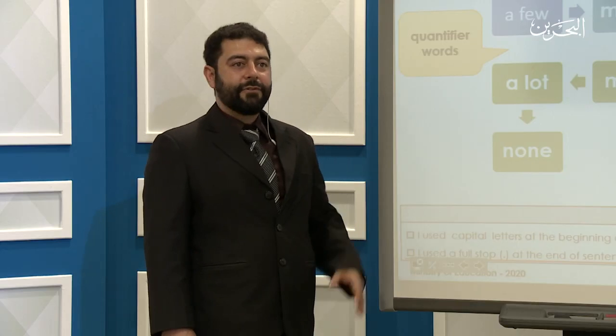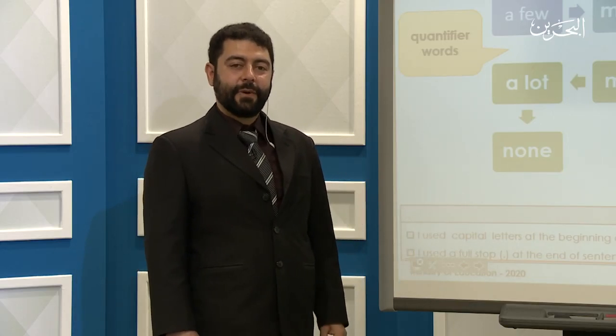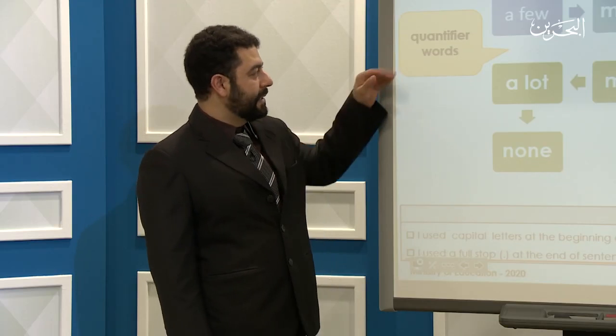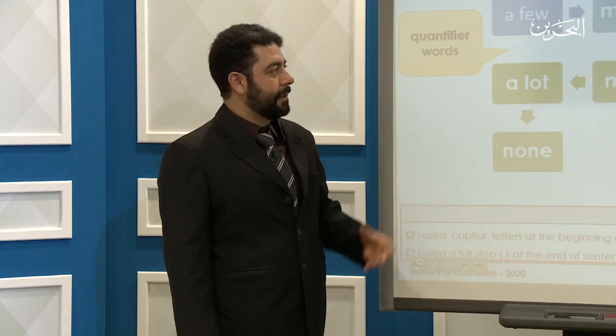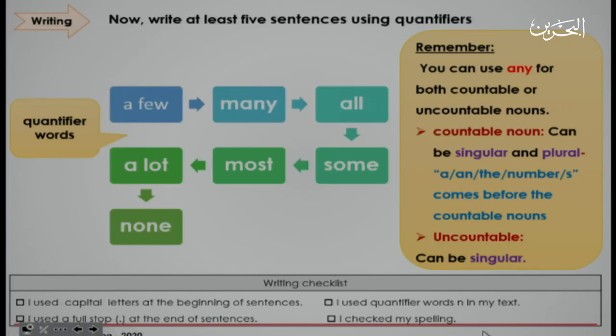Writing. Now, write at least 5 sentences using quantifiers. We have the quantifier words. You start with a few, then many, then all, then some, most, a lot, and last, none. Remember, you can use any for both countable and uncountable nouns. Countable nouns can be singular and plural. A and the numbers come before the countable nouns. Uncountable nouns can only be singular. You have 5 minutes.